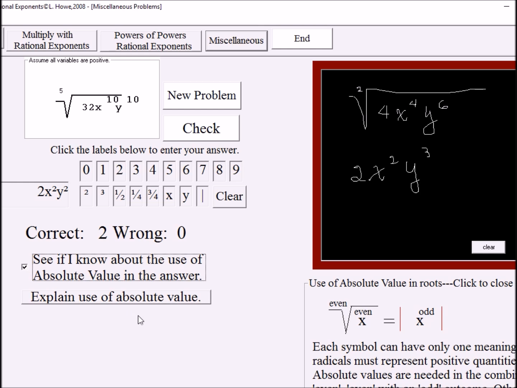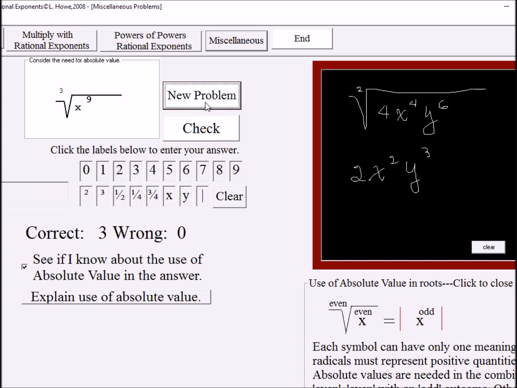Maybe we should do one of those. See, I wrote this so long ago, 2008. I forgot how industrious I was. Let's try one of those. It has to be an even power here and an even power here before, so it's not going to be. So this is just x to the 3rd. X to the 3rd. Check.